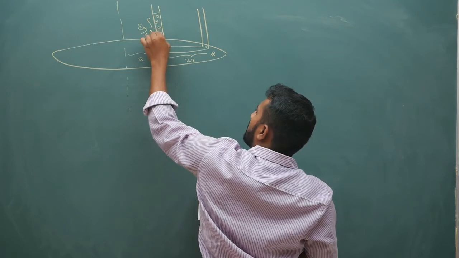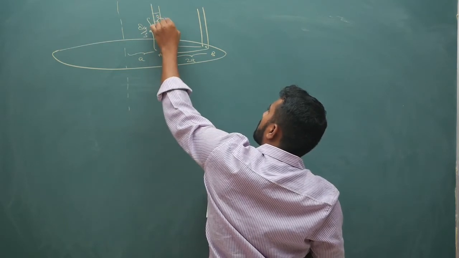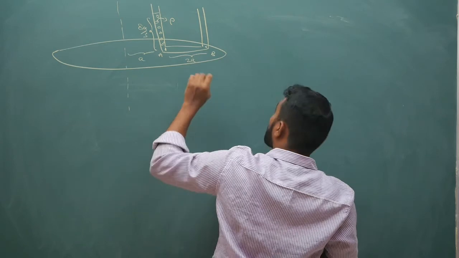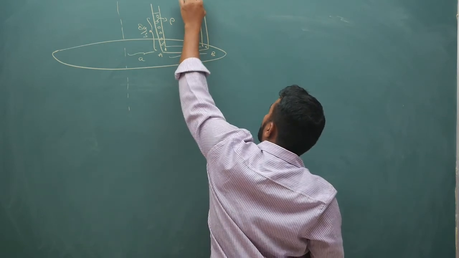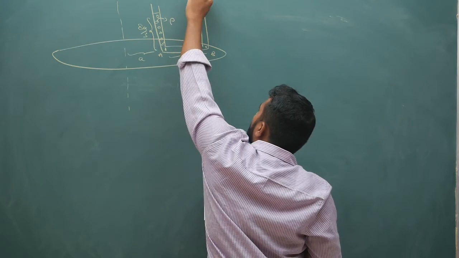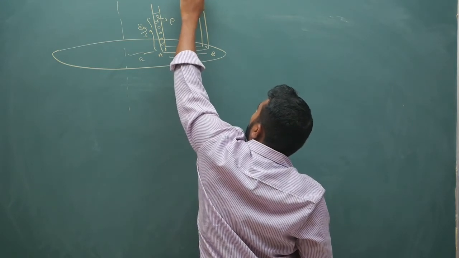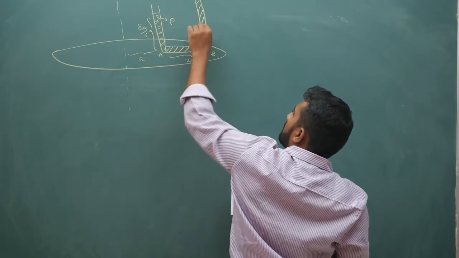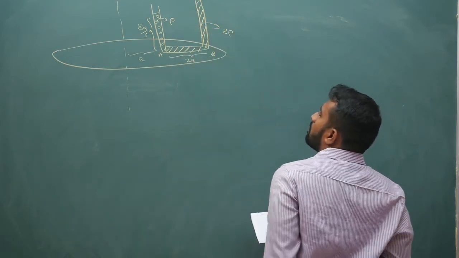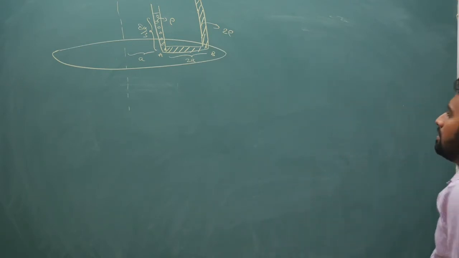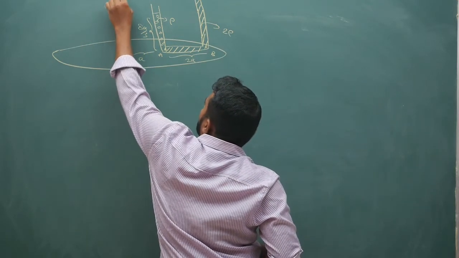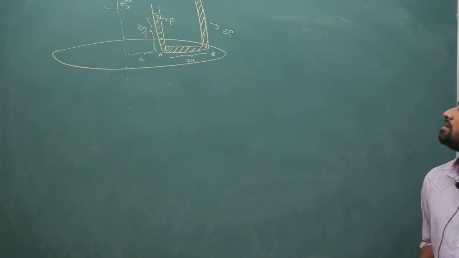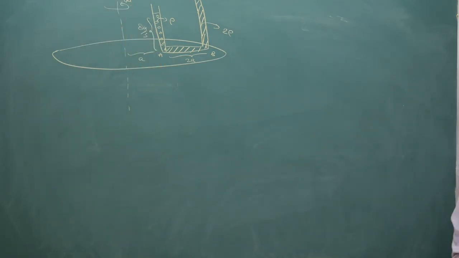You have liquid of density rho here. This side the liquid is of obviously more level, it will be there. This liquid's density is 2 rho. Okay, and this is rotating with angular velocity omega. Okay, what is the question? I will tell you. Okay, you are supposed to find out height in B.